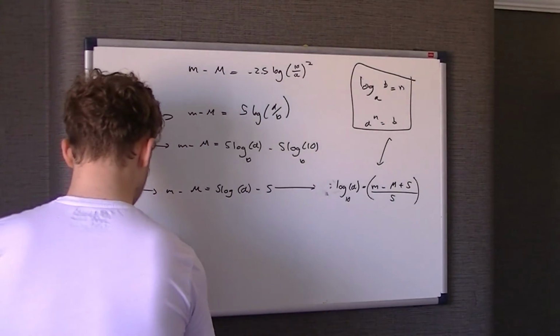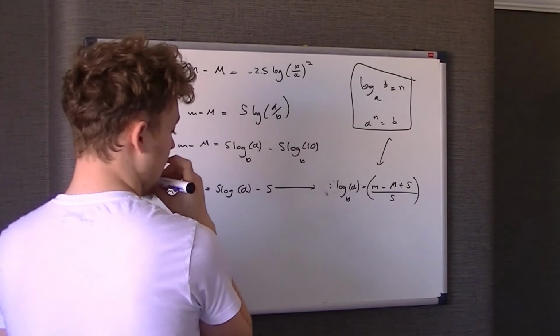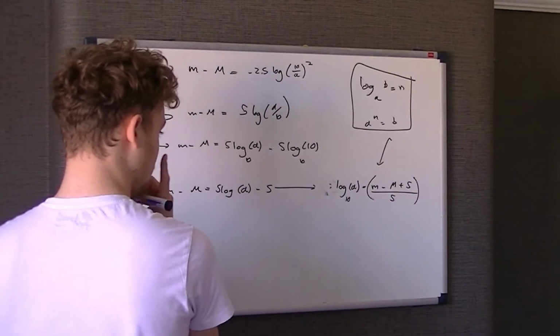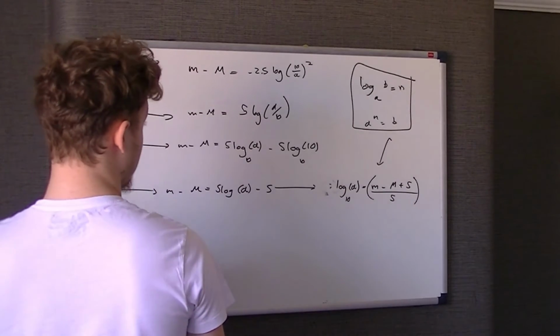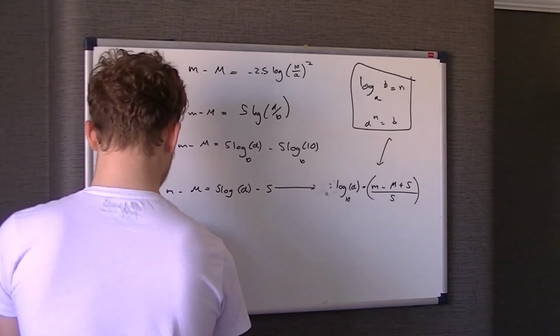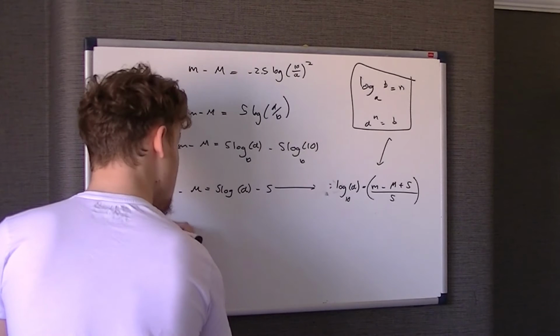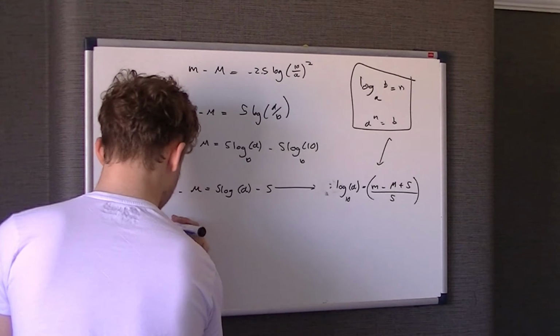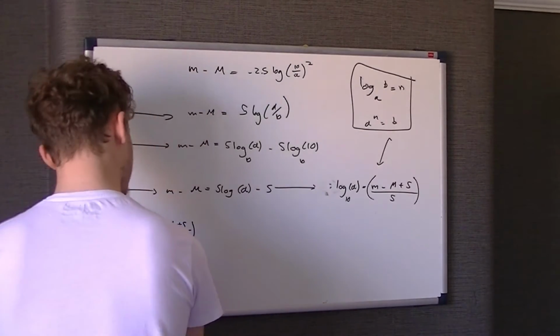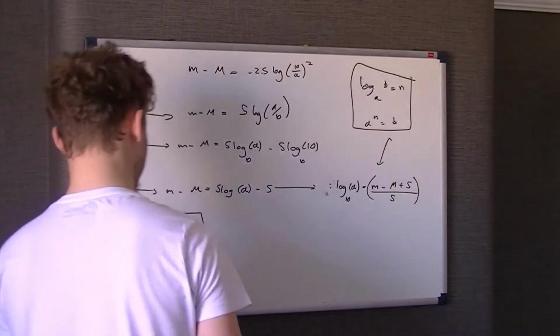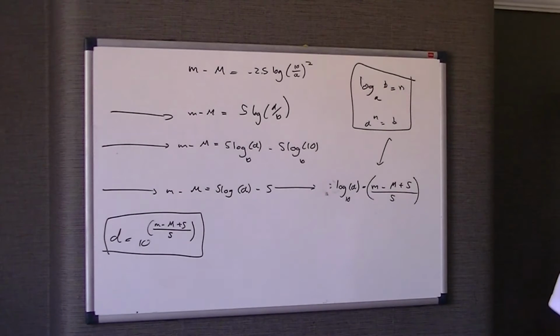So therefore d, using that formula, is equal to 10, because that's your a, to the power n, which is d is equal to 10 to the power of m take big M plus 5, all over 5. Okay, and that would be your rearranged formula for working out the distance.